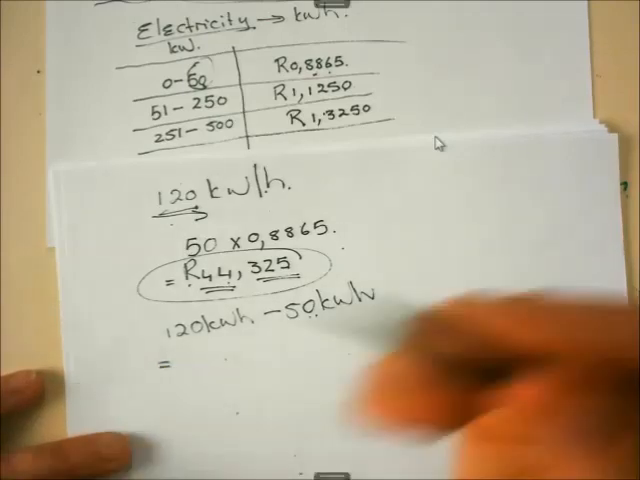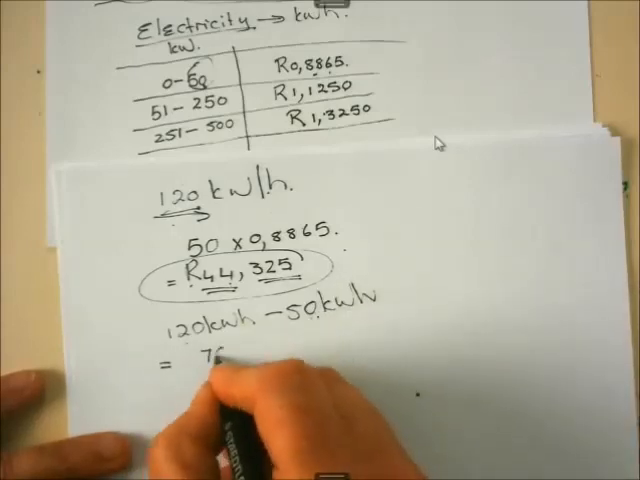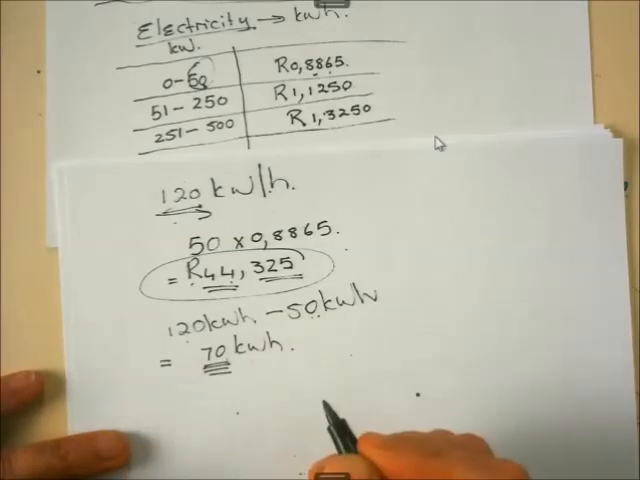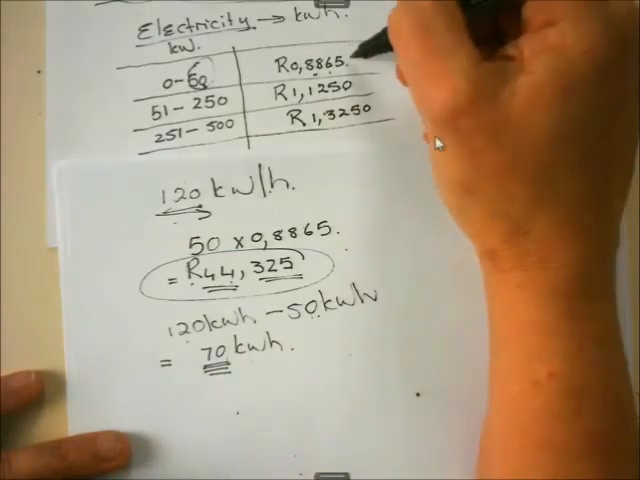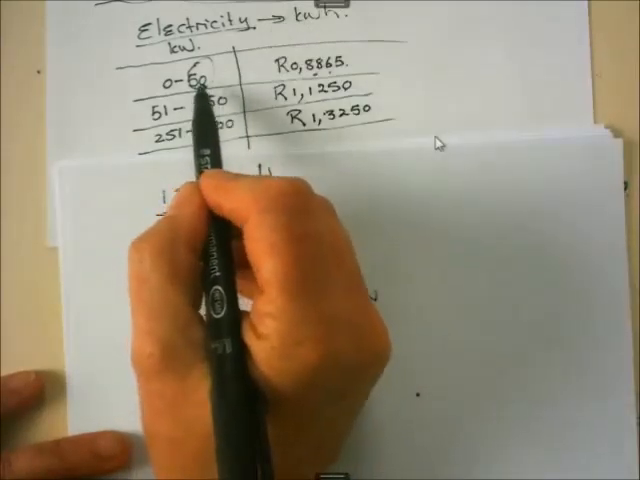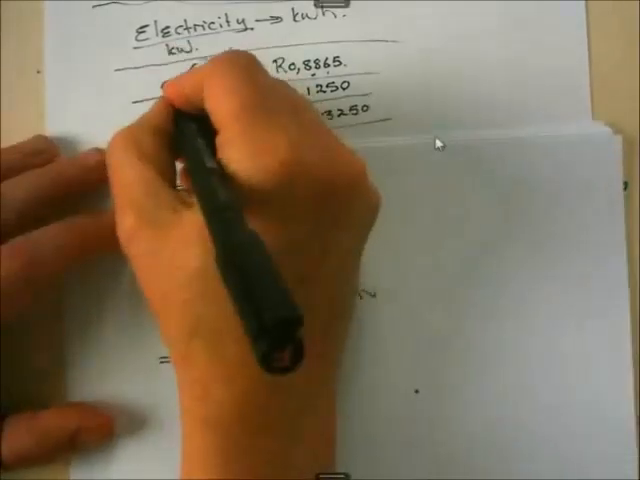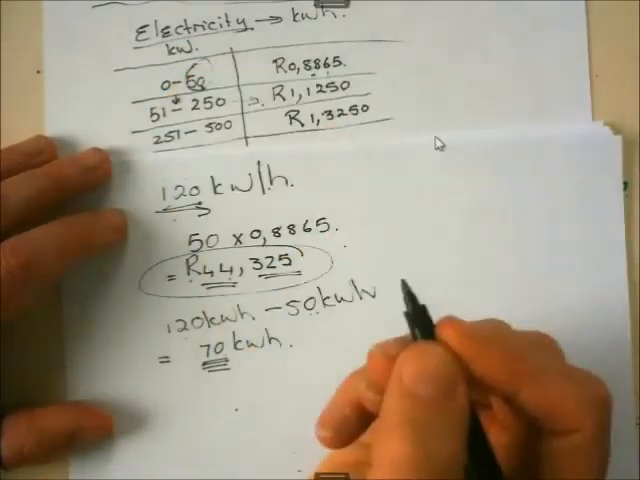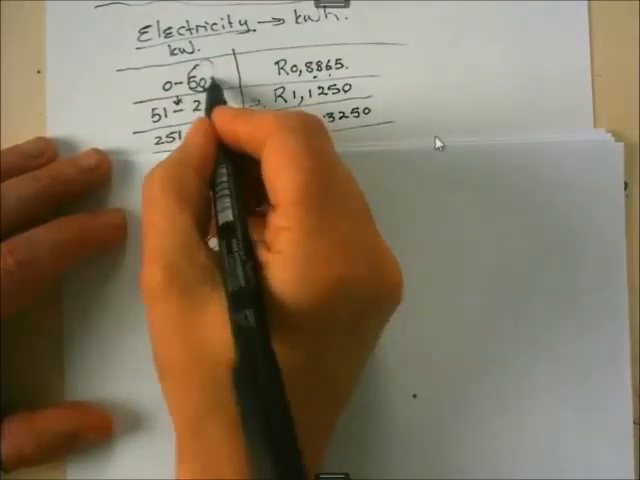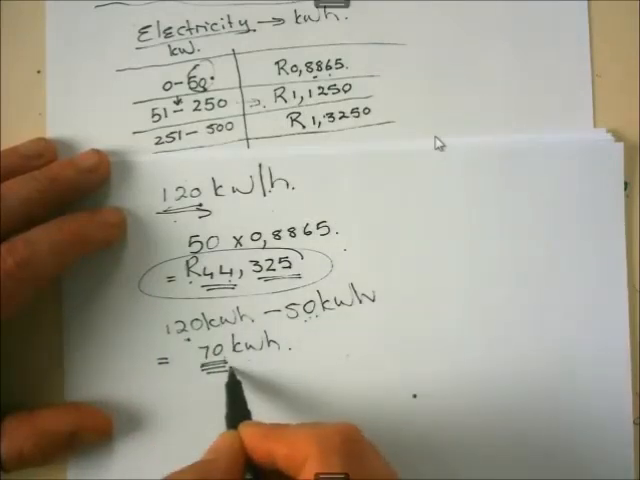What will be the next kilowatt hours? You subtract 50 from 120, which gives me 70 kilowatt hours. Now for this 70 kilowatt hours, you cannot pay the low rate. Everything that you use more than 50, you will pay the next rate. 120 will fall here. Okay? But remember, I have already paid for 50.